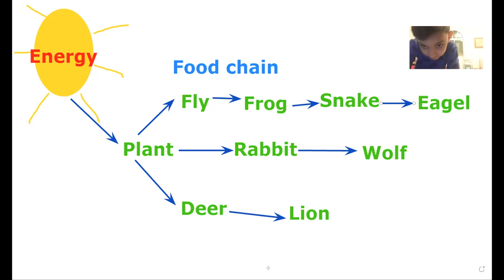Now take a look at our lesson. Some of the animals can be predators, and some of them can be prey. If a snake is eating a frog, who is the predator?